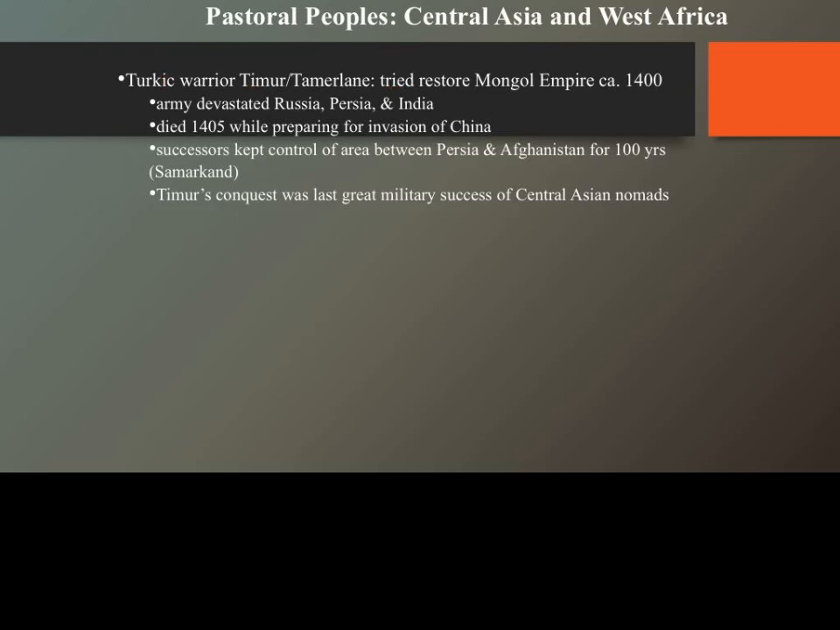Tamerlane was actually probably the last great Central Asian leader of warrior nomads. Like I said, they plundered parts of Russia, Persia, and India, but died before invading China. His descendants maintained control of an important Central Asian region, yet in the coming centuries, most of the Turkic nomads would face imperial expansion from Russia and China. Samarkand was probably the most important city of Timur's descendants. Here, the Persian and Turkic cultures blended and developed a very sophisticated elite culture.